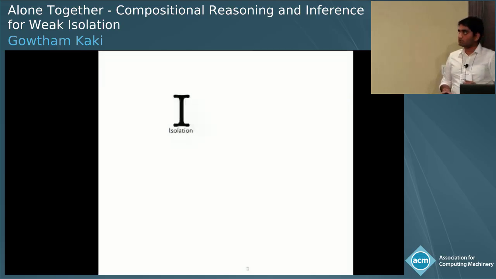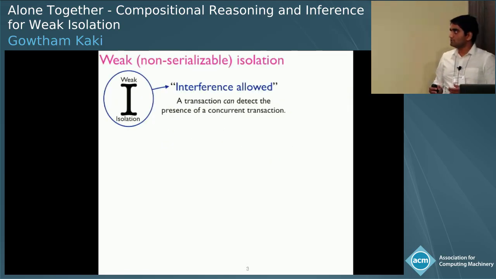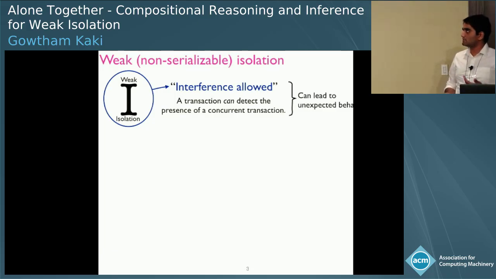On the other end of the spectrum is the absence of serializable isolation, often called weak isolation, where a transaction can in fact detect the presence of concurrent transactions. This can lead to certain unexpected behaviors when serializability is assumed.